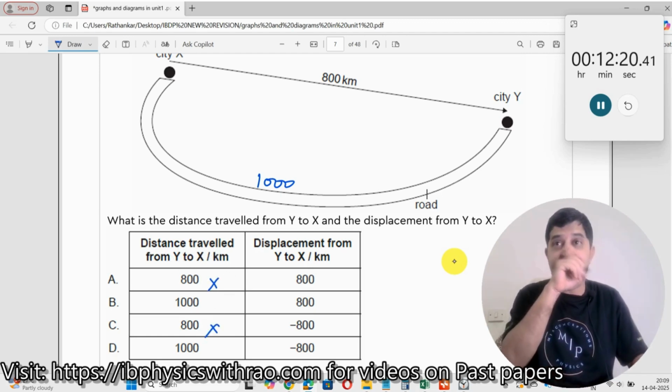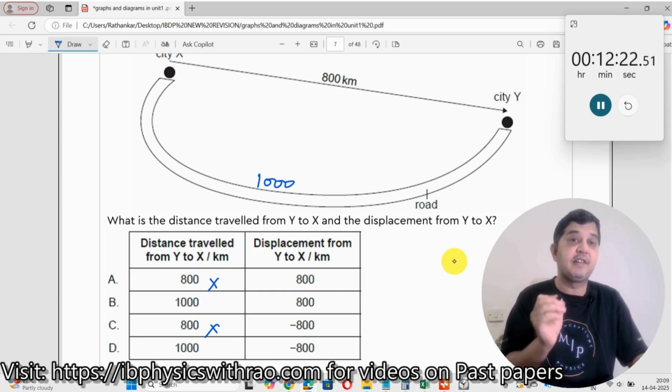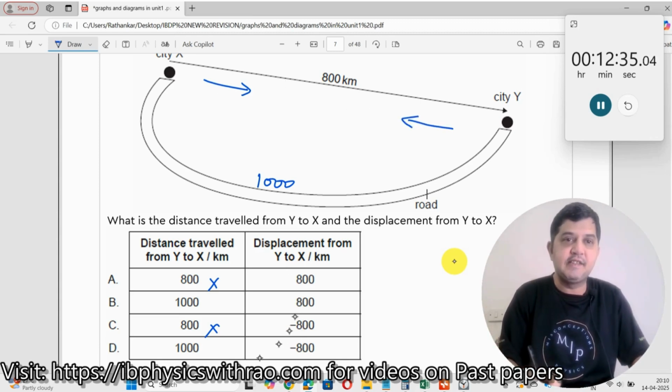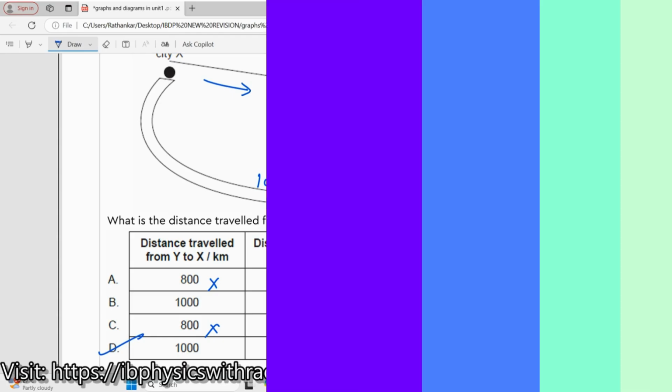In a table question, this is the advantage. And then, when you say displacement is a vector quantity, when you go in this direction, you count the displacement in this direction as 800. When you count in this direction, it is negative 800. So the answer should be D. Right. Next one, let us move on.